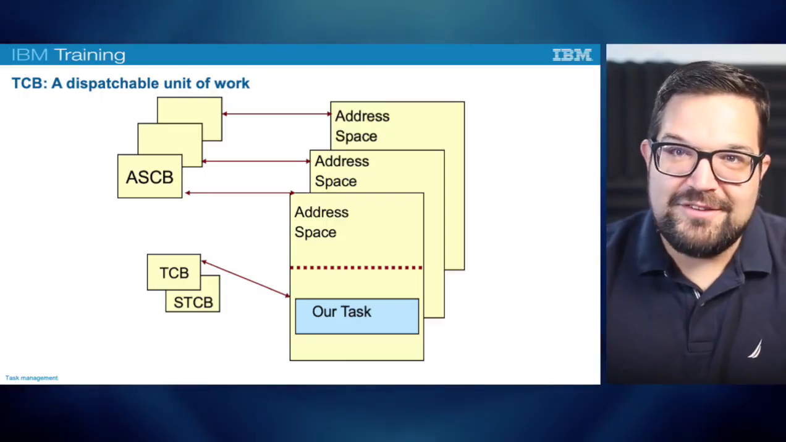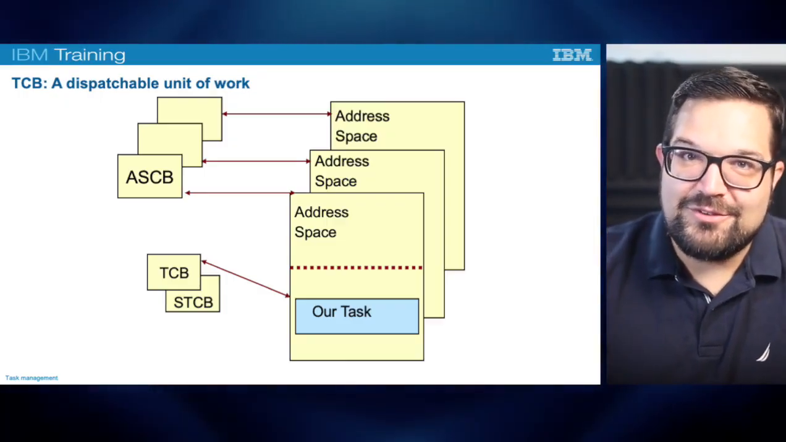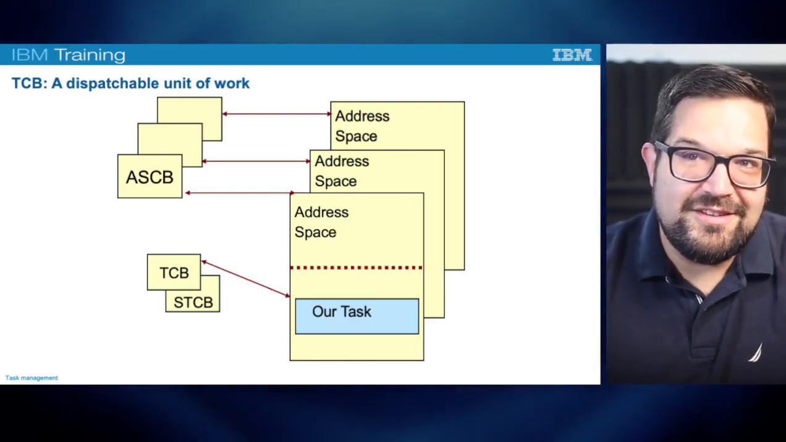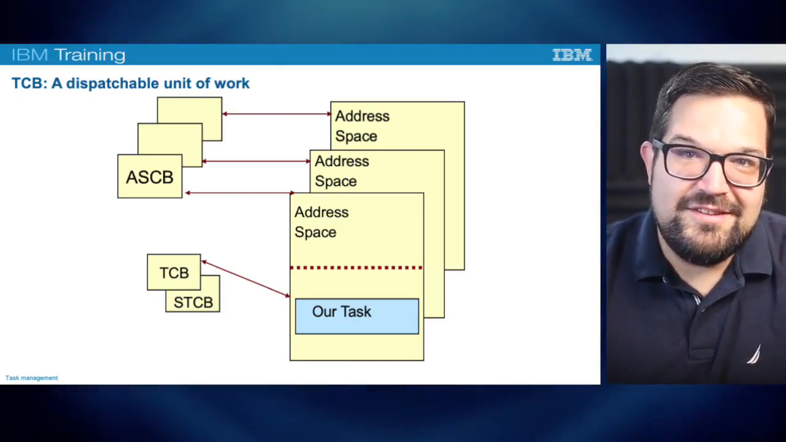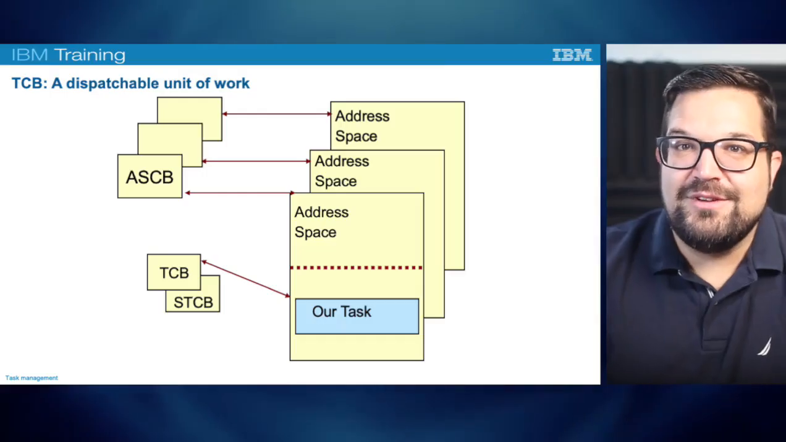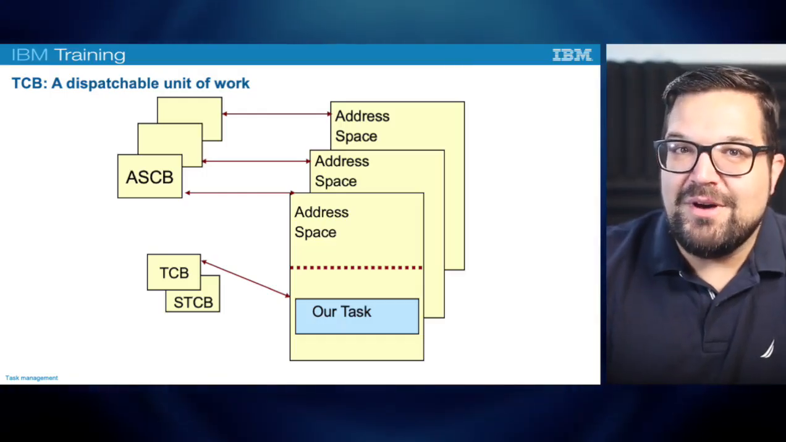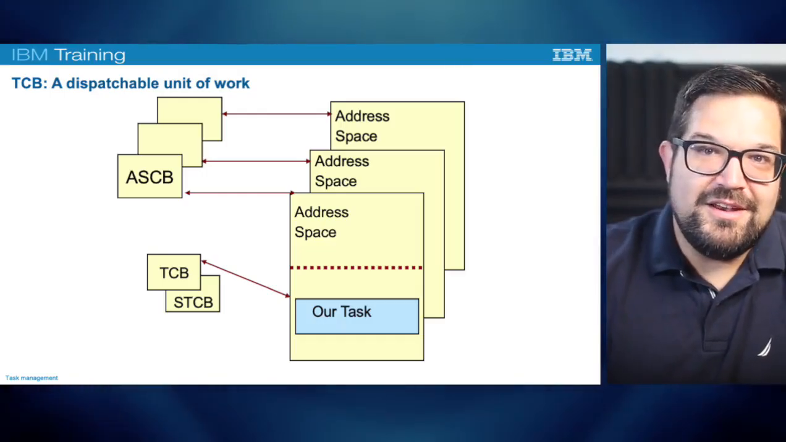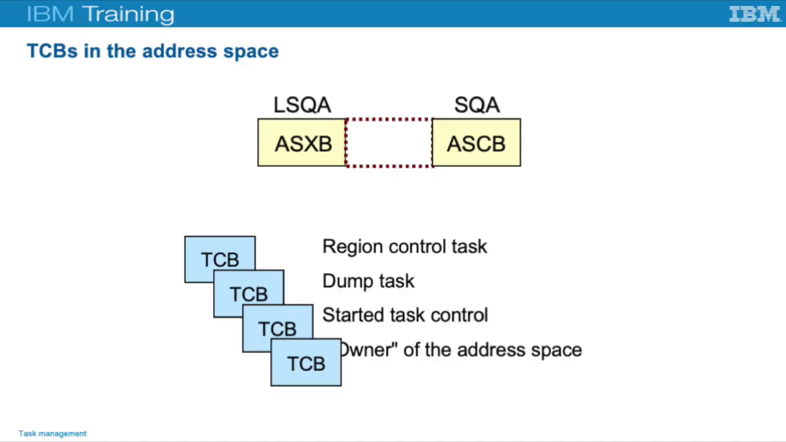A TCB is a dispatchable unit of work. So we've got our address space control blocks and our task control blocks. And then there's secondary task control blocks, STCBs, which allowed task-related information to be stored above the 16 megabyte line in memory. In all address spaces, we've got 3 z/OS tasks.